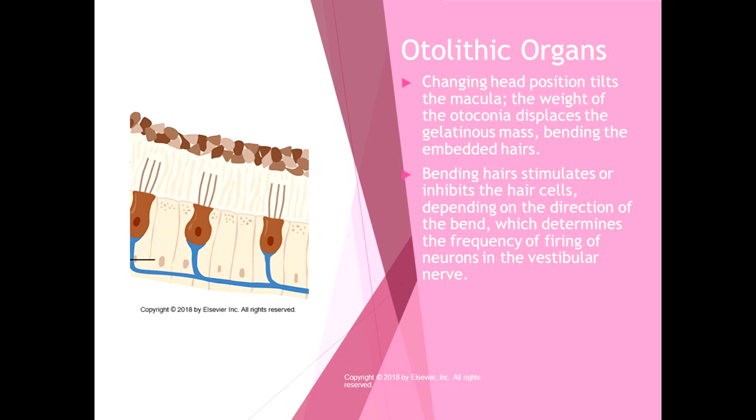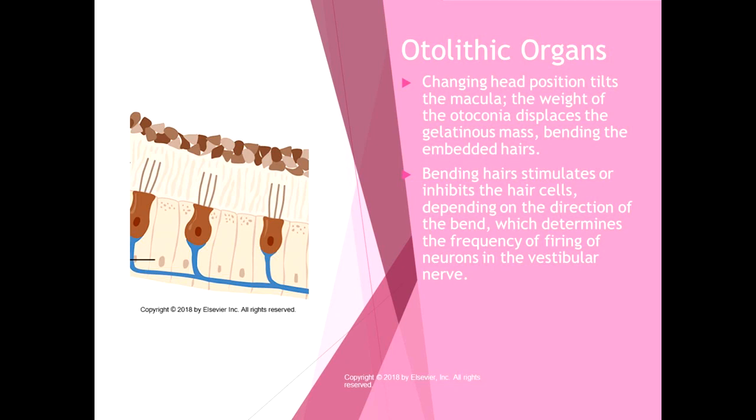So you can picture a block of jello with crystals on top of it, or with rocks on top of it, and if you tilted the plate so the jello went to one side, the rocks would pull the top of the jello more over to that side and bend the bottom of the jello. So bending the hair cells stimulates or inhibits the neural impulse depending on the direction of the bend, and that determines the frequency of firing of the neurons in the vestibular nerve.